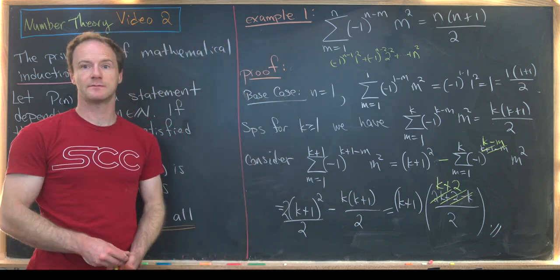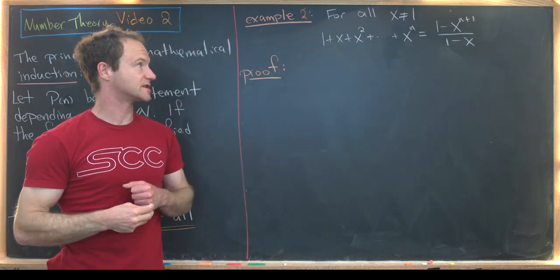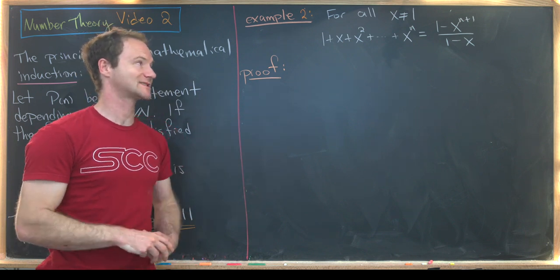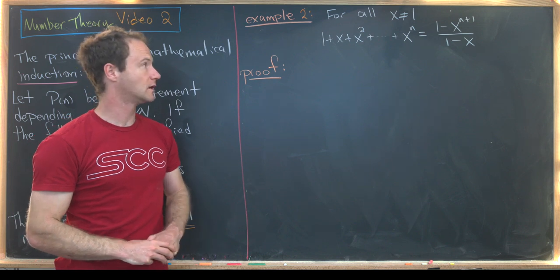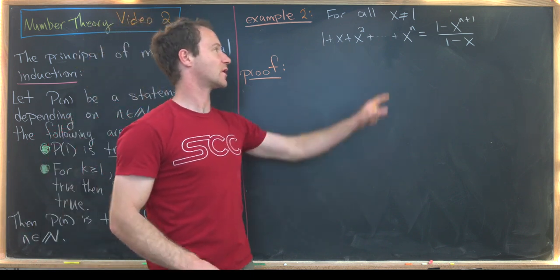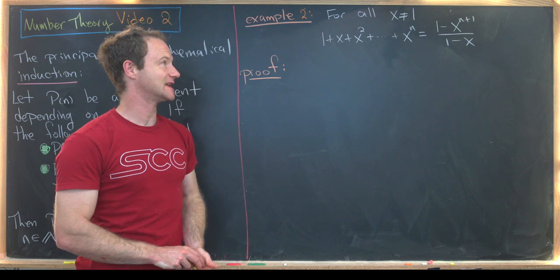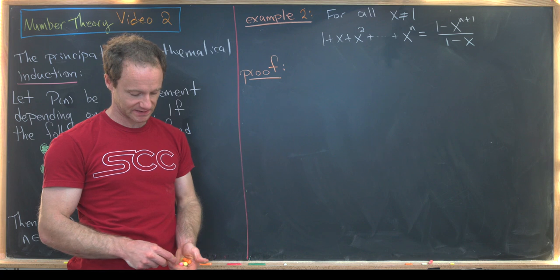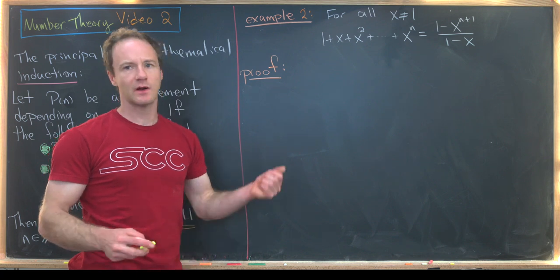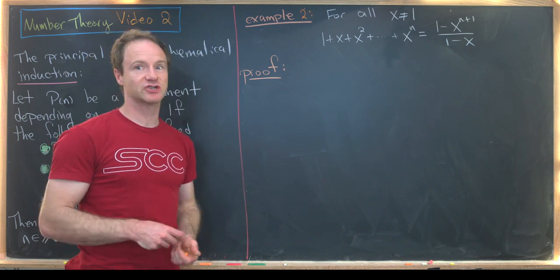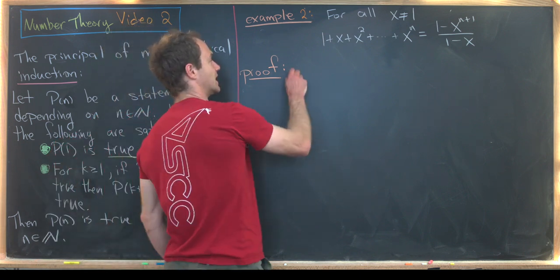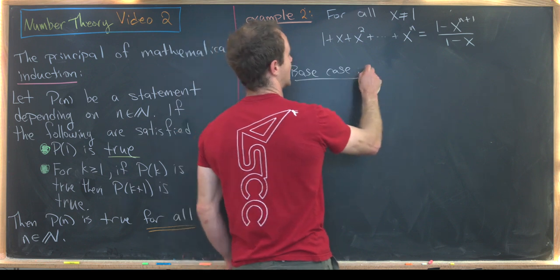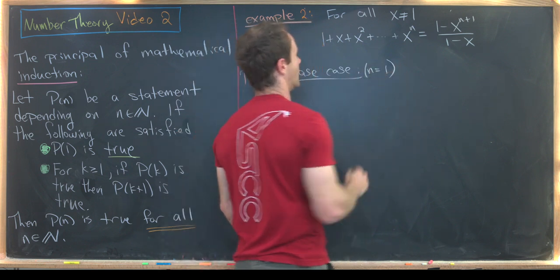Okay, let's keep going. So our next example is about a sum of a finite geometric series. And that says for all x not equal to 1, 1 plus x plus x squared all the way up to x to the n is equal to (1 minus x to the n plus 1) over (1 minus x). So there are a number of ways to prove this, but since we're in an induction section, we should probably do it that way.